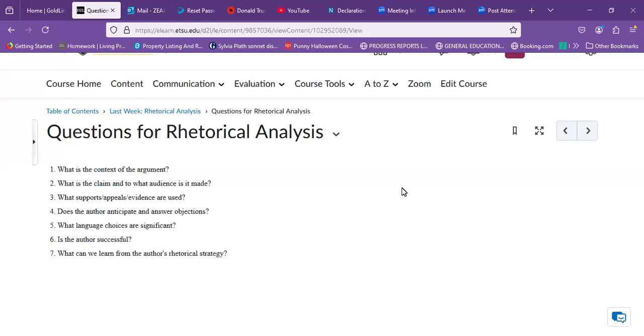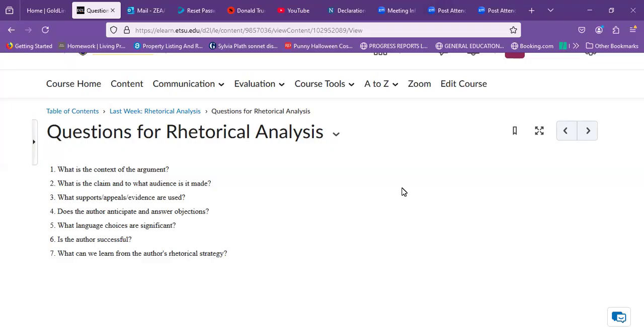So, what is the claim? What is the speaker arguing? Who do they need to convince? And what do they want them to do? Right? What supports, appeals, evidence are used? In a sense, those three words can be three ways of naming the same thing, right? The appeals do support the argument, and evidence specifically is part of the logos or the logic of the argument. But it helps sometimes to think about those from those three different angles.